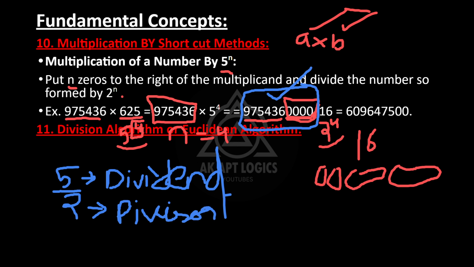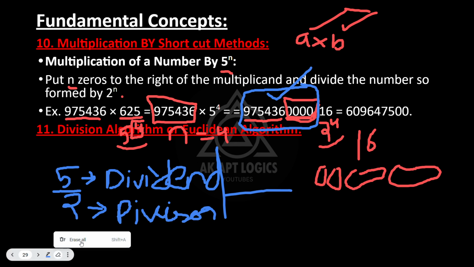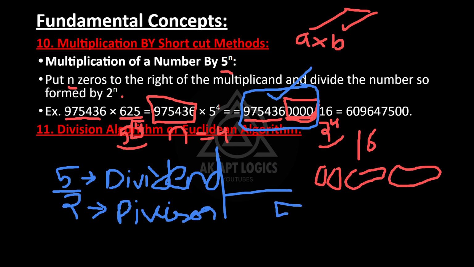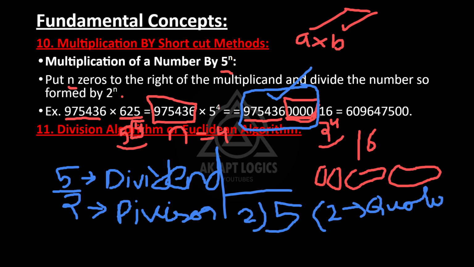Okay, so if you're going to divide 5 with 2, then you will get the remainder as 1. How? 2 twos are 4. So 2 twos are 4. The particular 2 is called the quotient. Okay, quotient. 5 is called the dividend. 2 is called the divisor.